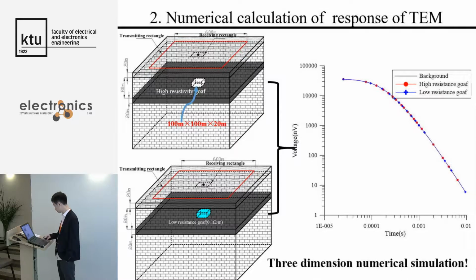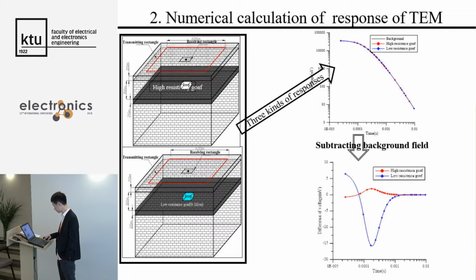Also, we use subtracting of the background field. This is the result, and we can get this figure. We can see obvious changes through time, which represents the depths, for the high resistance and the low resistance. The change of the high resistance is relatively lower than the low resistance.